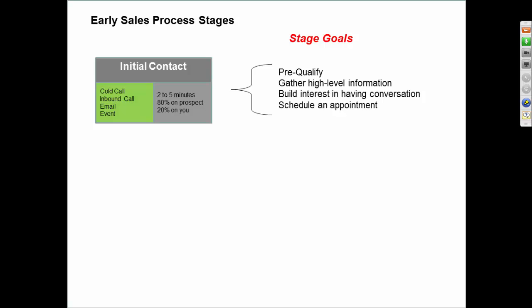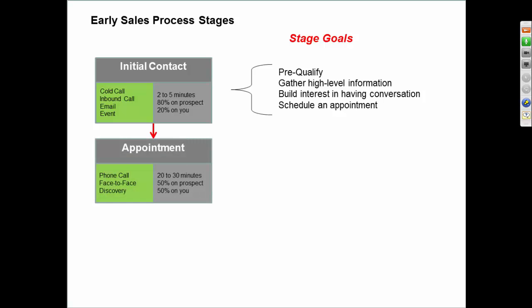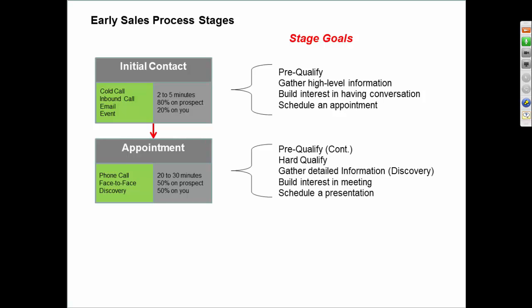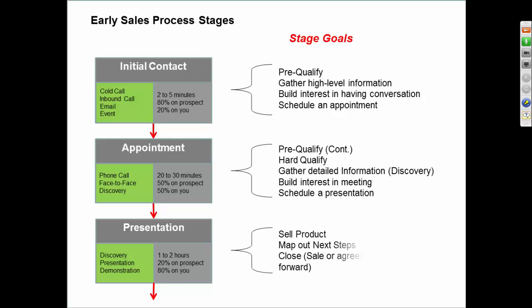And you'll notice in the gray box here, it says 80% on the prospect, 20% on you. That still applies. 80% of the initial contact we want on the referral partner, because we want to make it all about them and learn about them. The next step in the process when you're dealing with a prospect would be to schedule an appointment. That's where you might want to ask more qualifying questions, learn more, build interest, and drive them to the next stage, which is scheduling a presentation.